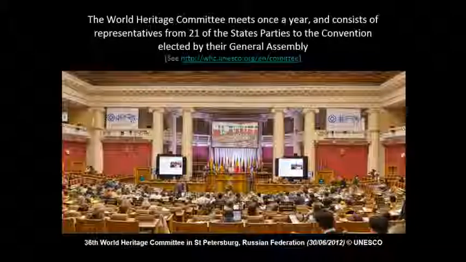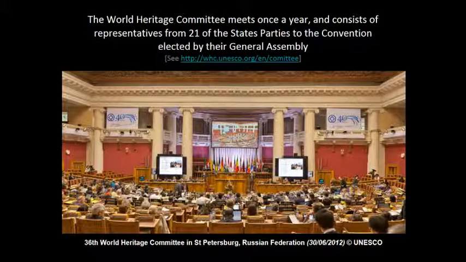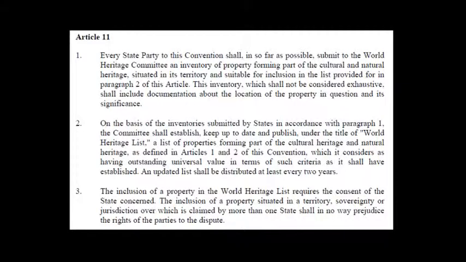And here's a meeting of the World Heritage Committee. It meets once a year, and 21 representatives elected from the General Assembly. So this was the 36th World Heritage Committee meeting in St. Petersburg in 2012. So Article 11 creates the World Heritage List.